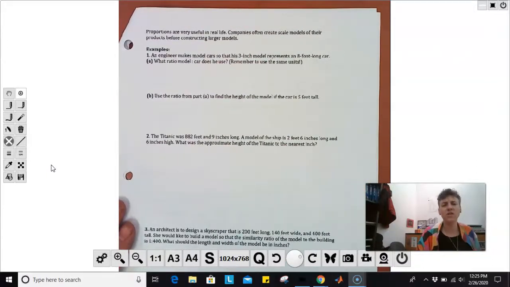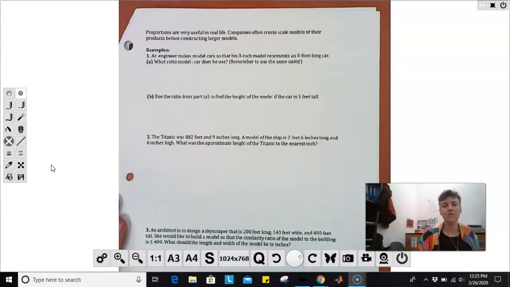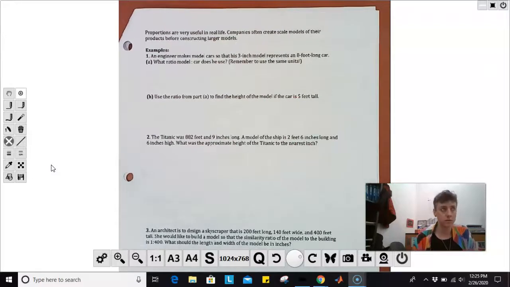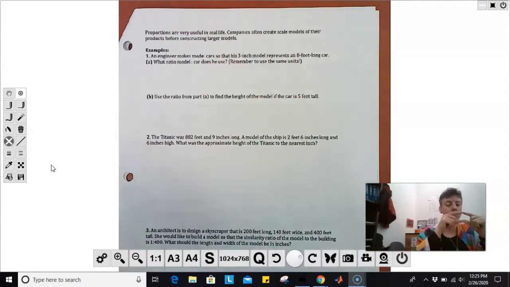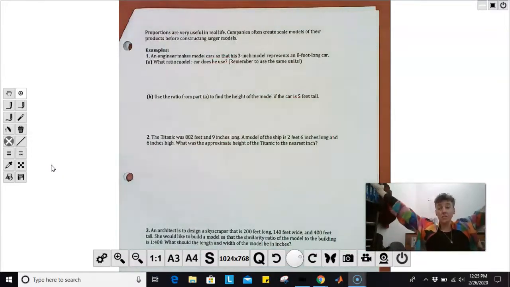Proportions are very useful in real life, for sure. Companies often create scale models of their products before constructing larger models. Why would they do that? Large models are expensive, so you want to make a tiny model where you don't use too many materials, and then you'll scale it up to a bigger model. If it's good, great. Otherwise, you'll make changes to your tiny model, and then scale it up to your bigger model. And then you'll make the real thing.